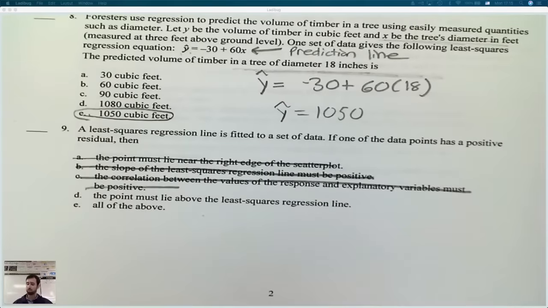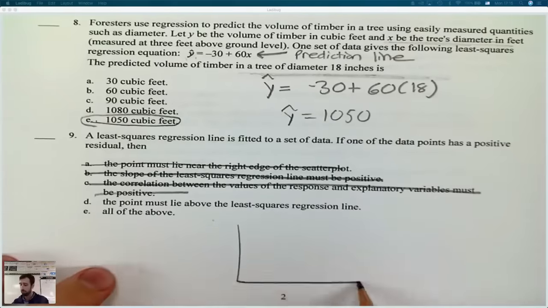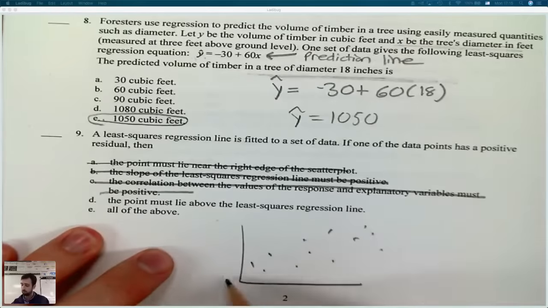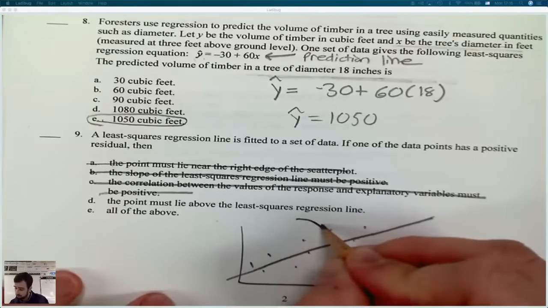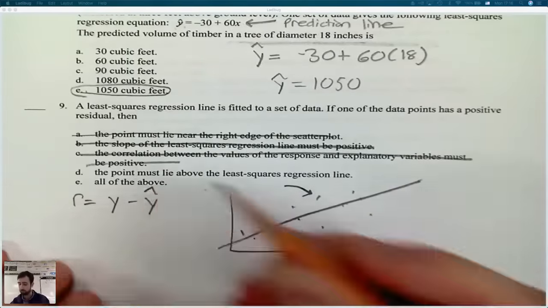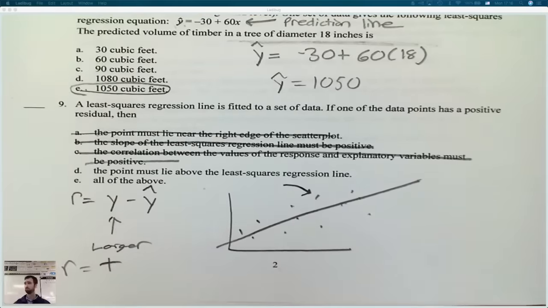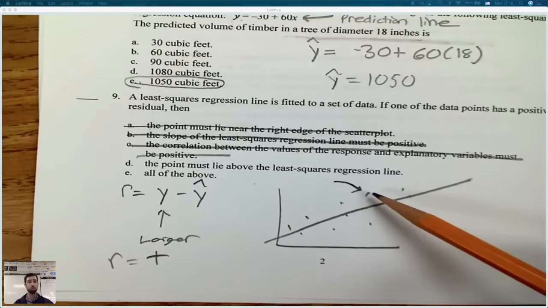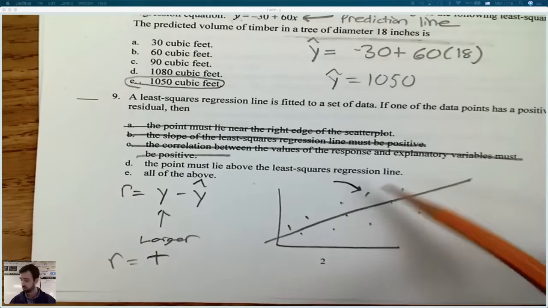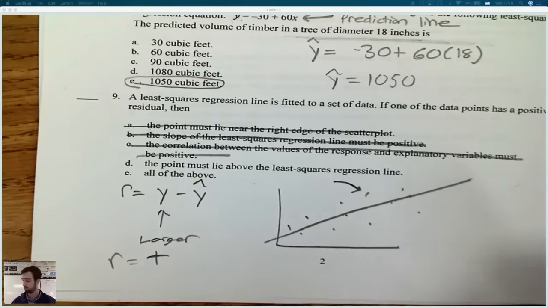And D, the point must lie above the least squares regression line. That is true. If you get a positive residual, that means that your actual is larger than your predicted. So if we had something that looks like this, we have our line of best fit. A positive residual is going to be something like this point. And remember, residual is y minus y hat. So if this number is larger, the residual is going to be positive. So we know that we use Y to measure our residual. So this has a taller Y or a bigger Y, which means we're going to have a positive residual.